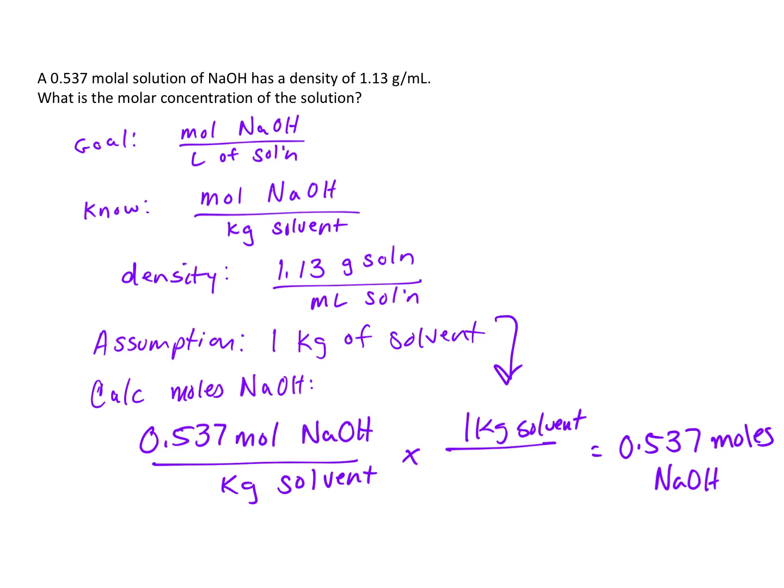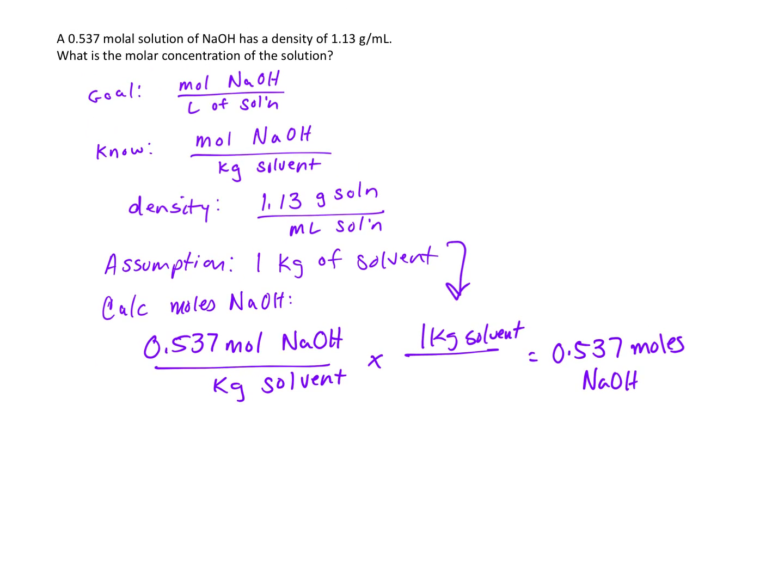So we need to know next the mass of the sodium hydroxide that's present in this solution when we assume we have 1 kilogram. So let me write it this way. We need to find the volume of the solution eventually, right? We need liters of solution in our denominator. So we need to find the volume.